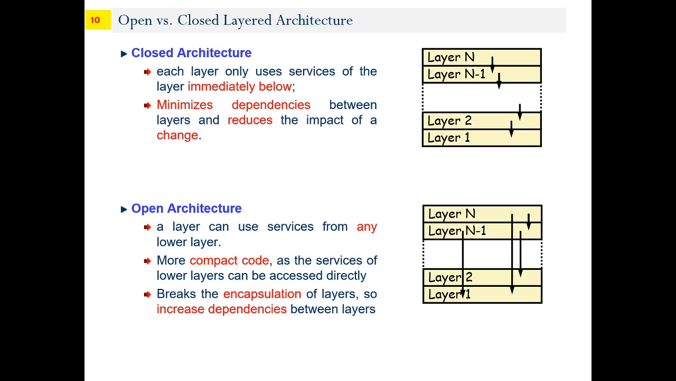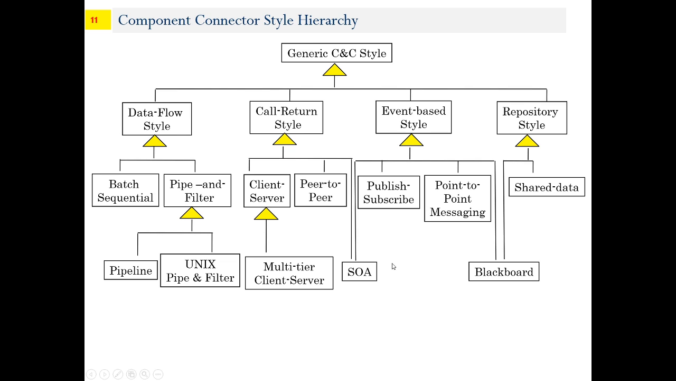Typically, closed architectures are used with minimal-functionality architectures. Take the ISO OSI reference model, which goes up in a closed way. But other layered architectures, typically in operating systems, communicate across layers.